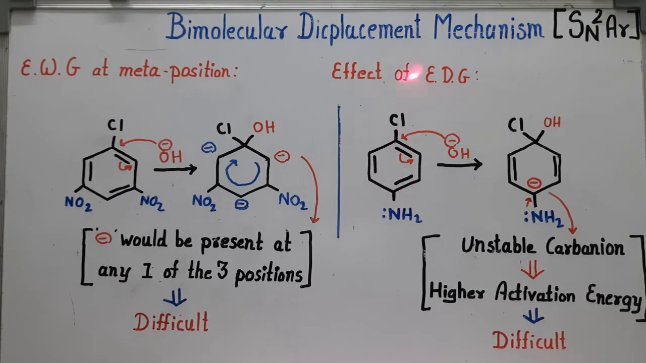Lastly, we will see what is happening if an electron donating group is attached on the ring. Look at this molecule. Here we have taken a primary amine at the para position, that is an electron donating group. So if we carry out the reaction using OH- as the nucleophile, then according to this mechanism, the carbanion will come at the para position where the NH2 group is attached. Here the electron donating group will provide extra negative charge to the carbanion and it will make the carbanion unstable. So activation energy will increase and the reaction will become difficult.